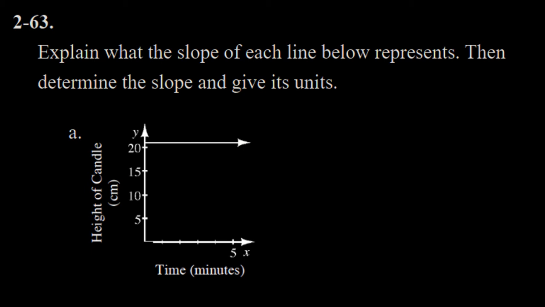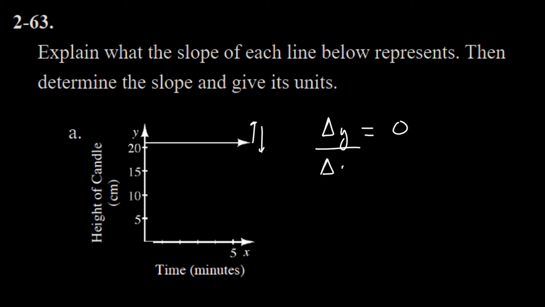So this first one, the slope of this line is the height of a candle over time. And it looks like this is either an electric candle that's using batteries or a magic candle, but it looks like the height of this candle is not changing. It's always about 20, 21, 22 centimeters tall. So if I was going to give the slope of this one, well, because my change in y is always 0, right? You can see the y is not going up or down. So because it's not moving up or down, the change in y is 0.